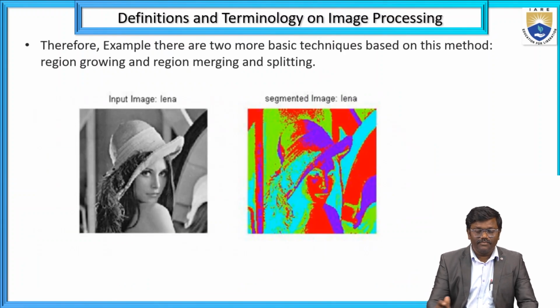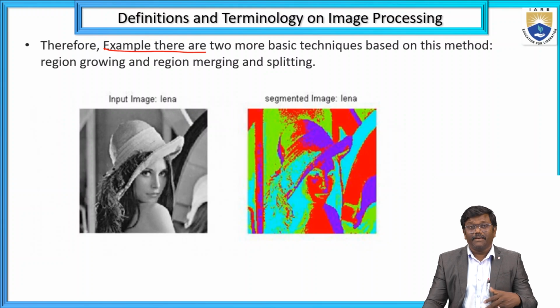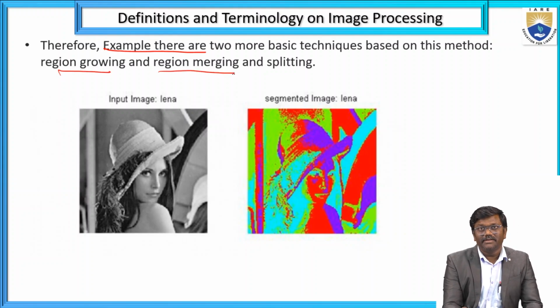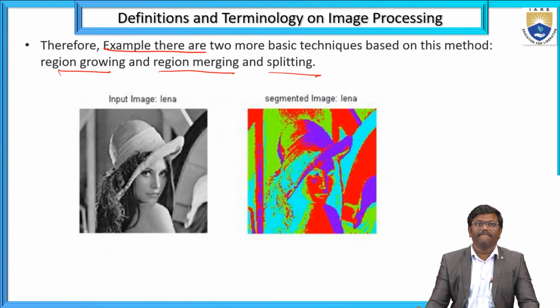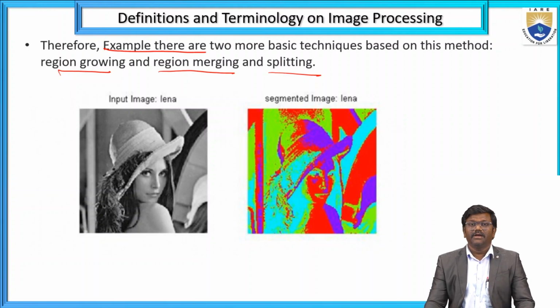For example, we are going to have an example to understand such a definition based on the basic techniques which we can apply in terms of region-based segmentation, which we divided into three parts. One is region growing, second one is region merging, and third one is splitting. The basic definition we can understand from this image, which is the original image called the Lena image.